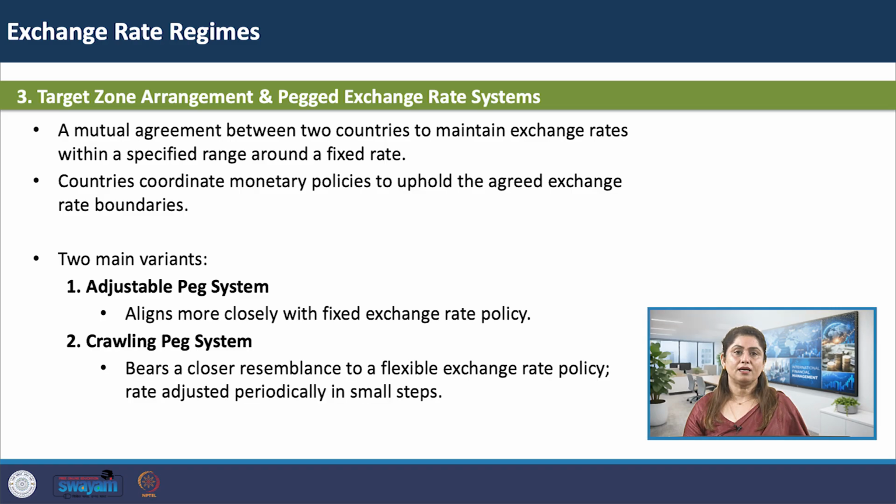Second one is the crawling peg. A crawling peg is quite different. Instead of keeping the rate fixed for a long period and then making occasional large adjustments, the rate is adjusted continuously but in very small steps. For instance, Peru might operate a crawling peg, with tiny incremental adjustments that reflect inflation differentials. Over a year, that is about 1.2% cumulative depreciation, but it happens smoothly rather than as one big shock.